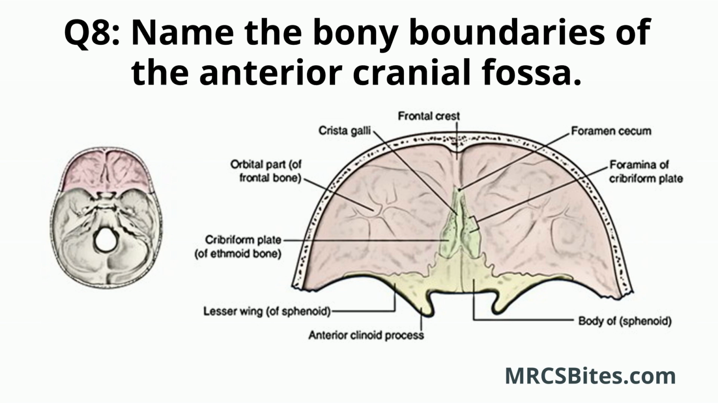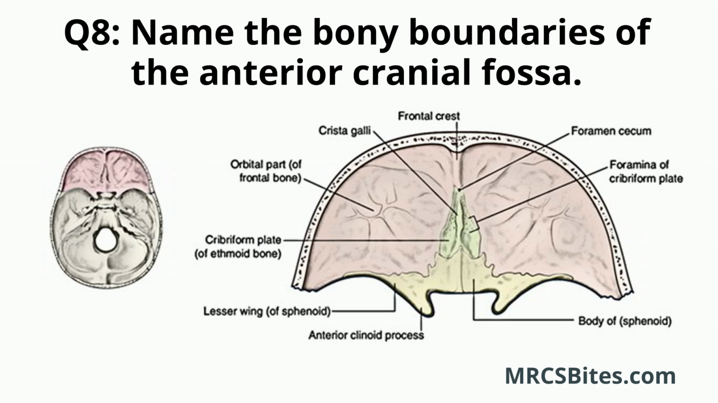Orbital part of the frontal bone forms the majority of the floor of the anterior cranial fossa. Frontal crest is a midline ridge on the internal surface. Cribriform plate is located in the midline. It contains numerous small foramina for the passage of olfactory nerve fibers.